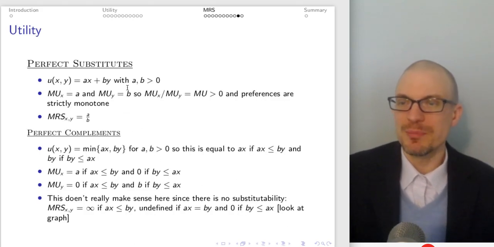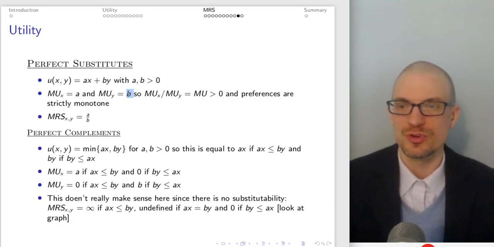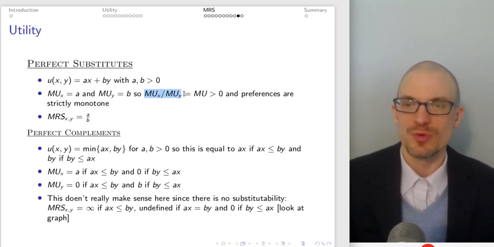Here's some more examples. So for perfect substitutes, the marginal utility of x, I said this before, it's just the derivative with respect to x, it's a. Marginal utility of y is just the derivative with respect to y, it's b. So the ratio of marginal utilities, the MRS, is just a over b.